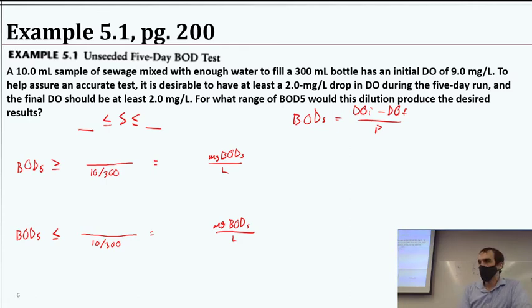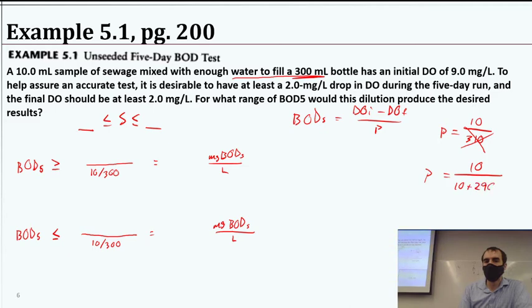Should it be 10/310 for the P? No, so that is a good question. The question is, should it be 10 over 310 for P? No, the reason is because the problem says to fill a 300 milliliter bottle. So that's showing us that the total bottle can handle 300 milliliters. This will pretty much hold true every time we do this, so just keep this in mind. Rather than 10 over 310, we've got 10 milliliters out of 10 plus 290. So we had to subtract 10 milliliters from our dilution. Essentially we're adding 290 milliliters of pure water and 10 milliliters of the wastewater.